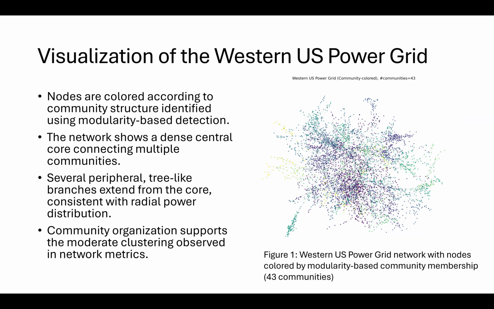For communities, I used greedy modularity community detection. This method partitions the network to maximize modularity. The algorithm found 43 communities and I colored nodes by their community ID. In the figure, we see a dense central region and multiple peripheral branches. This supports the earlier results. The network is sparse, modular, and not random.